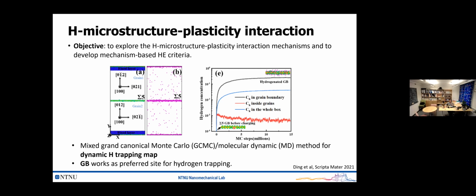And we can see after around 5 million Monte Carlo steps, almost all the hydrogen concentration reaches a constant, and that means a saturation situation is already reached. Interestingly, we see that this sigma 5 grain boundary trapped a lot of hydrogen atoms. And this also agrees with our common understanding that the grain boundary is the trapping site for the hydrogen atoms.